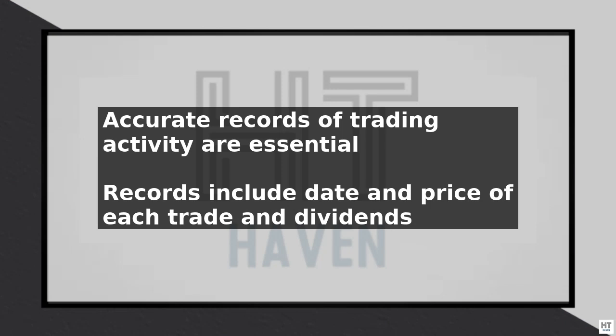To minimize your tax liability, it is essential to keep accurate records of your trading activity. This includes recording the date and price of each trade, as well as any dividends or interest earned. You can use Webull's tax reporting tools to help you keep track of your trading activity and generate the necessary tax forms.